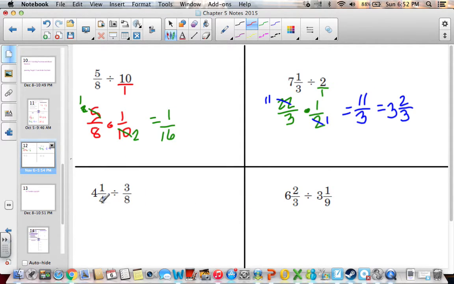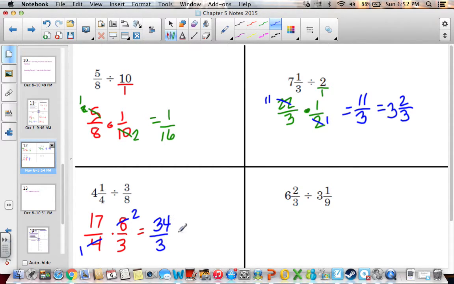4 1/4, I convert to 4 times 4 is 16 plus 1, so I have 17/4. And then I change it to multiplication, flip it to 8/3. I'm going to cross cancel here. 8 divided by 4 is 2. 4 divided by 4 is 1. So 17 times 2 is 34. 1 times 3 is 3.